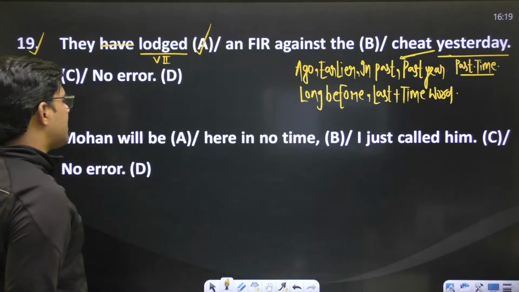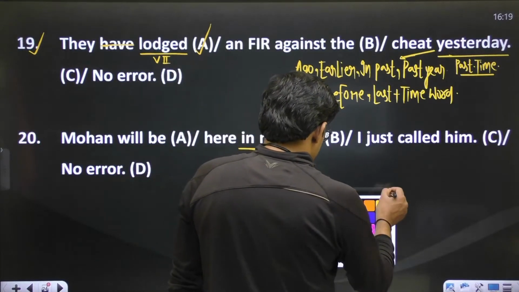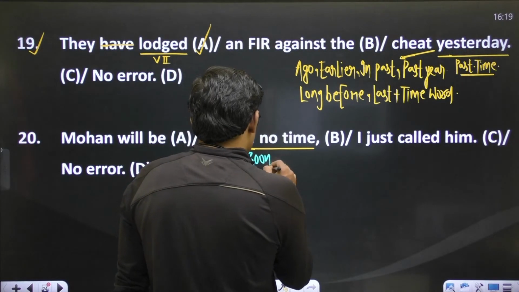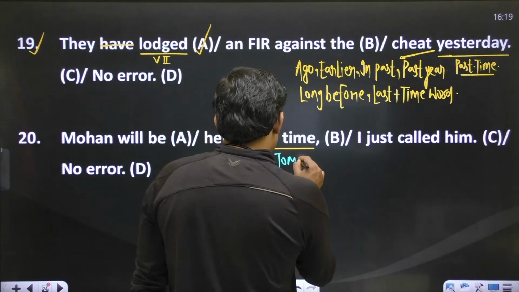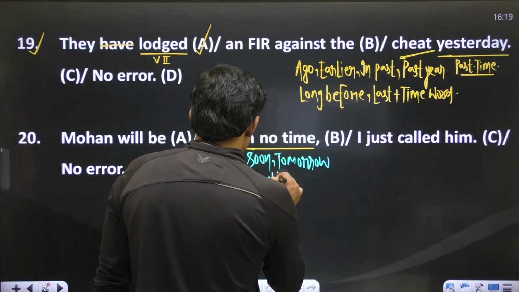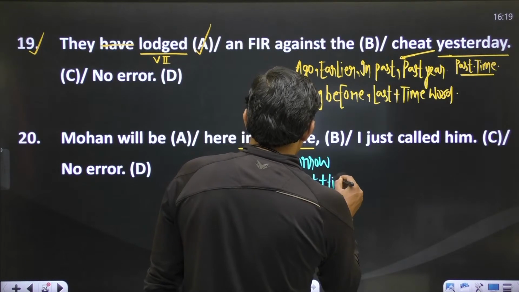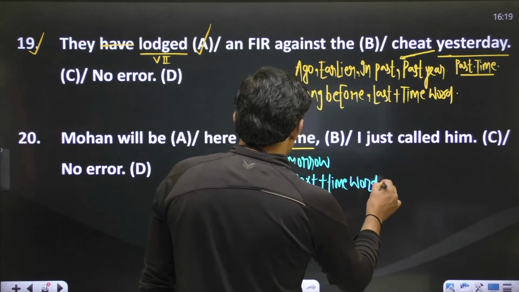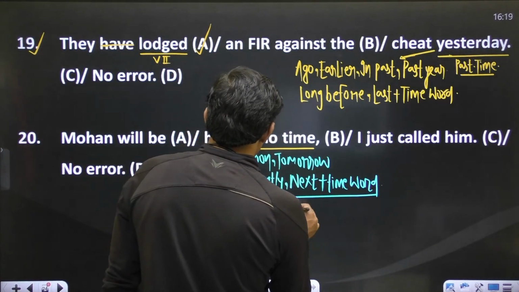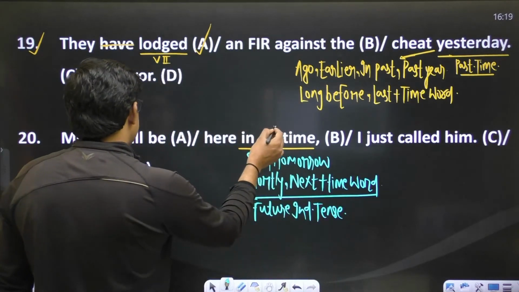Okay, Mohan will be here in no time. You have another word, in no time. Make sure of this word, in no time, or any of the words like soon, tomorrow, shortly, or next plus time word. Next plus time word means next week, next month. These are the words which always denote future time, and these words demand future indefinite tense. So just apply it in the sentence.